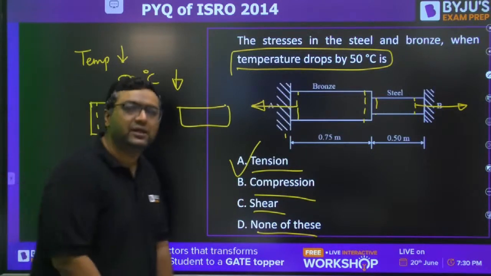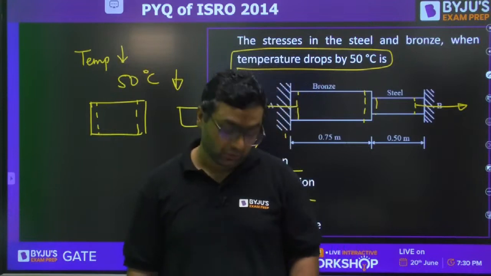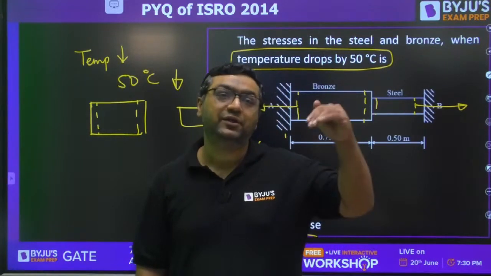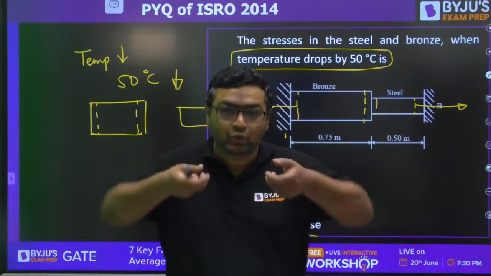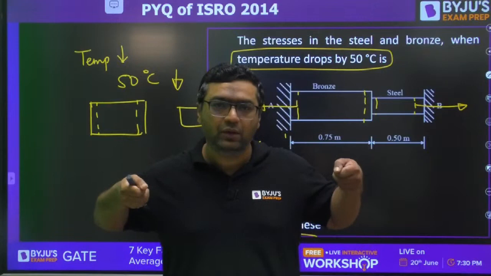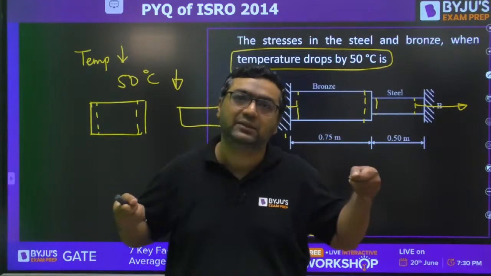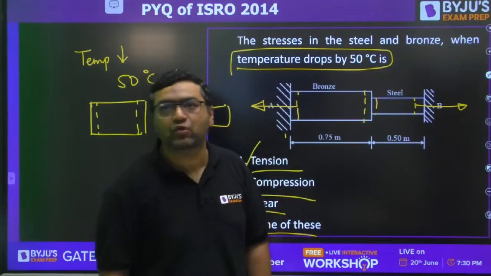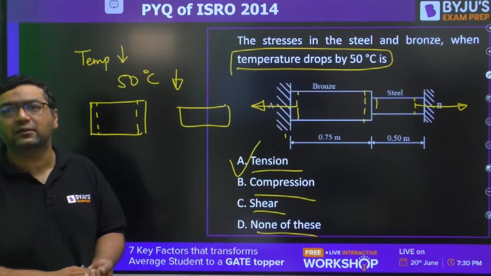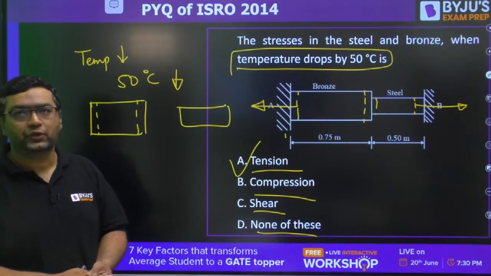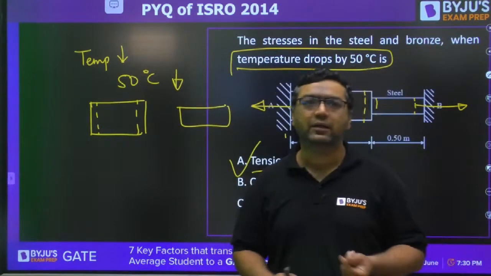When temperature increases, we have compression. When temperature reduces, we have tension. When the temperature is reducing, length would be reducing, but to maintain it at the fixed support, reactions will be tensile. So that will create tensile stresses in the members. Everybody understood? The answer is going to be A. Very good, Shreya, you got it. It is tension. Everybody got it?